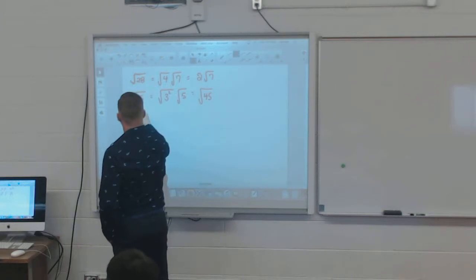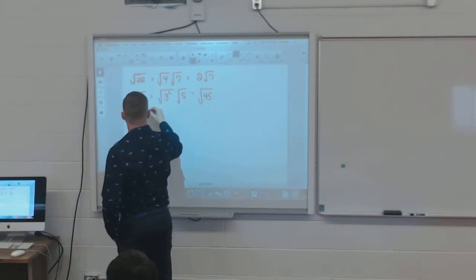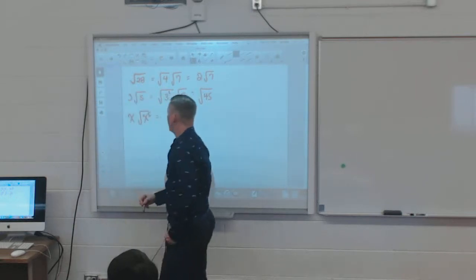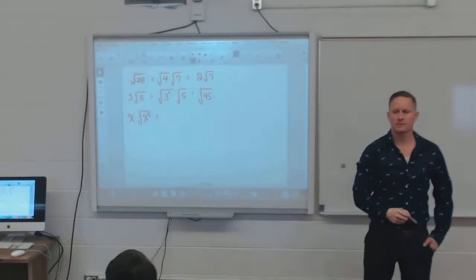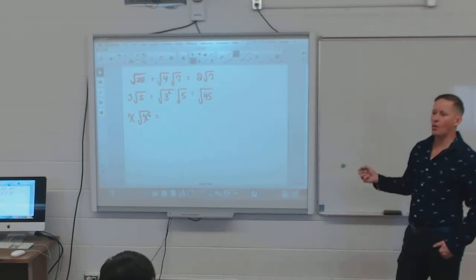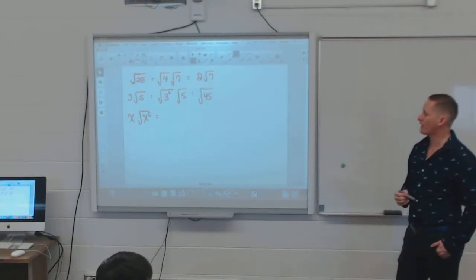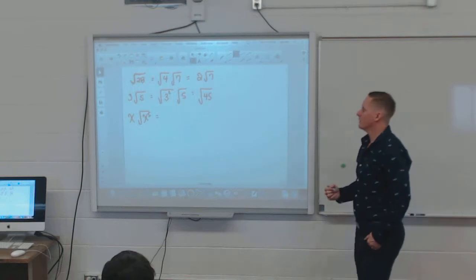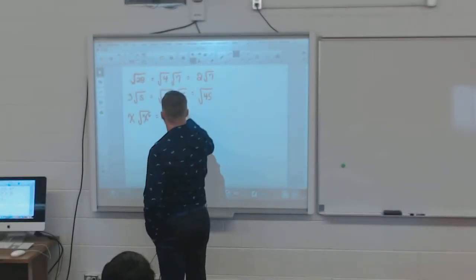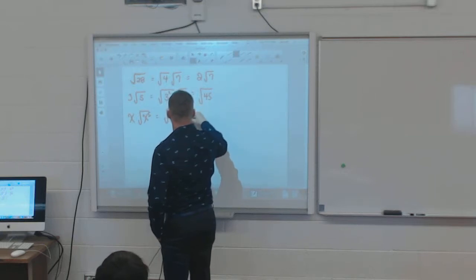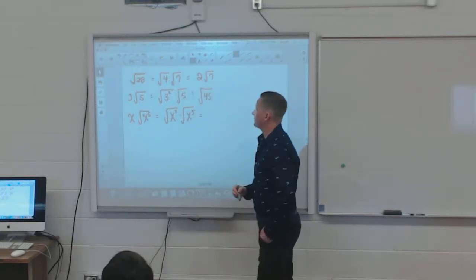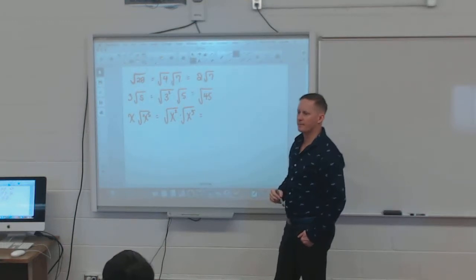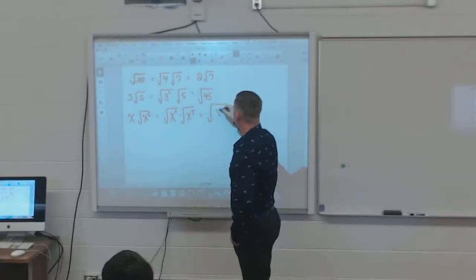Let's start looking at something not as difficult. So I want to change that now to a whole radical. So I've got to use the same steps I just used. So what am I going to do? Square root x, times that by square root of x to the 5th. Okay? What do I do with those exponents when I multiply them? I add them. So that's going to give me x to the 7th.